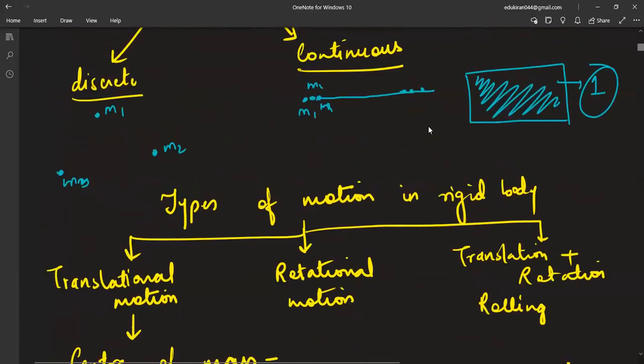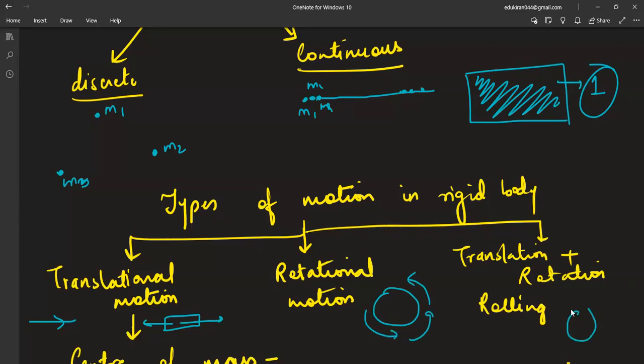Center of mass. See, types of motion in rigid body, let's do till here, then you can note it down. Translation motion means the body is moving to and fro, or up and down. That is translation, means in a straight line. Rotational motion means there is a rotating effect on the body. Now, when the body is rotating and also moving further, that is rotation plus translation. That is known as rolling, like the tires.